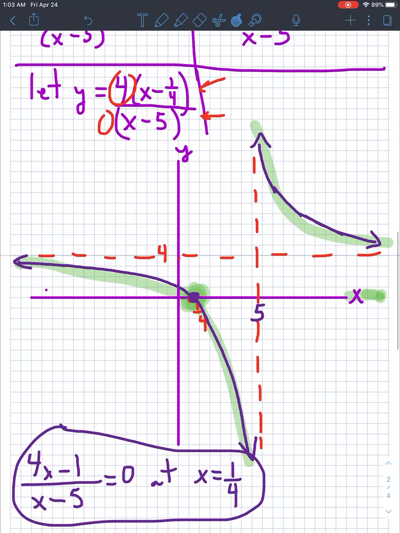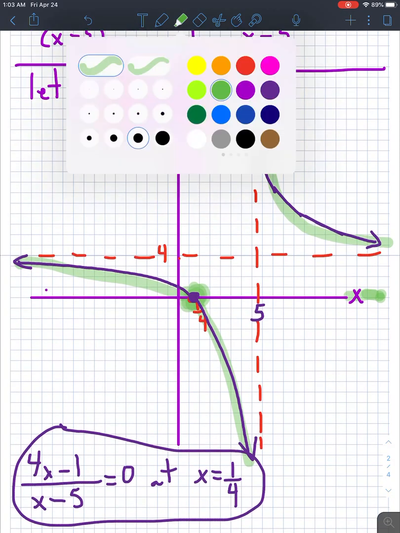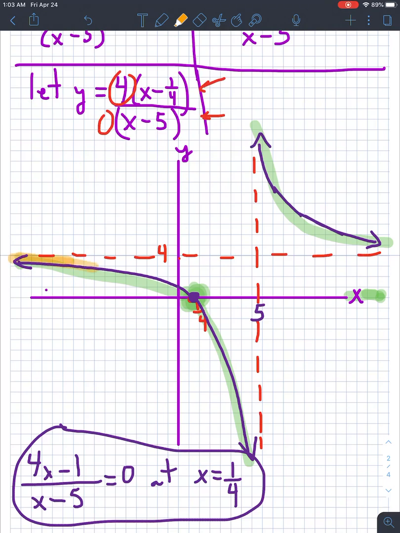Well, it's everywhere from negative infinity all the way to 1/4. It's above the x-axis all through here. Then it goes below for a little while, but then it pops back up above all the way off to positive infinity. Right? And it's allowed to equal as well, so 1/4 is when it equals 0. So all those spots are correct.